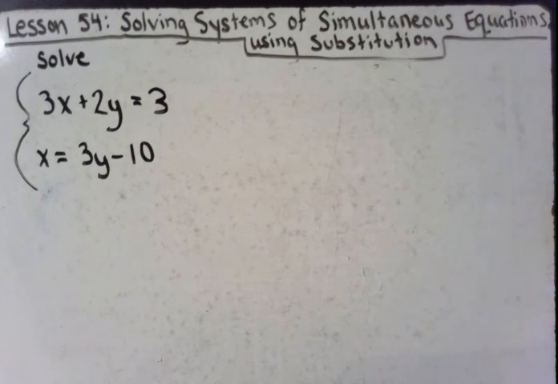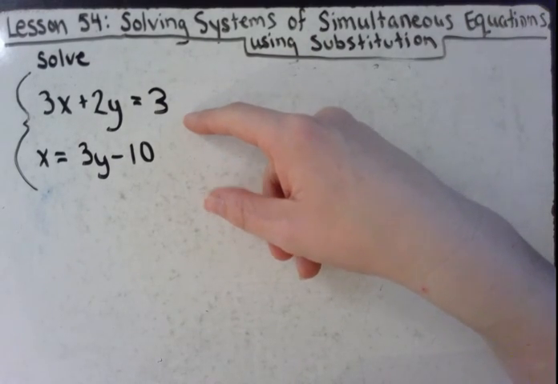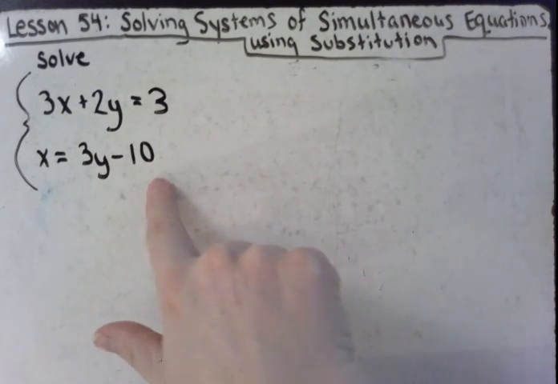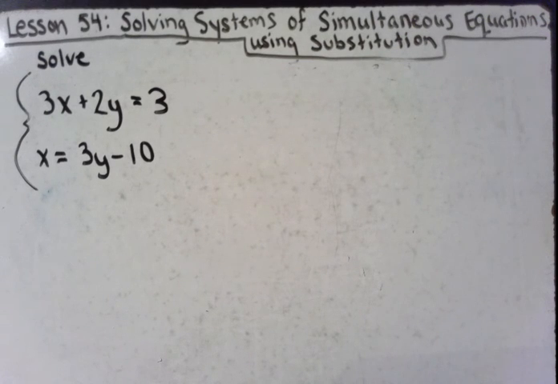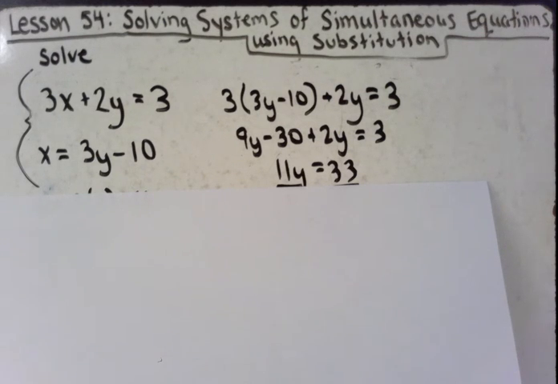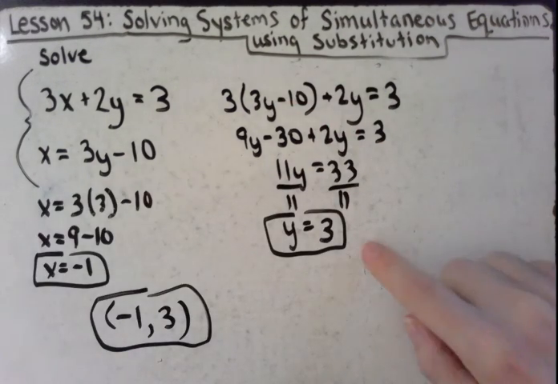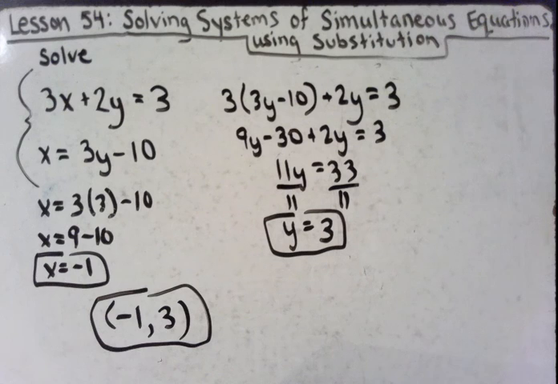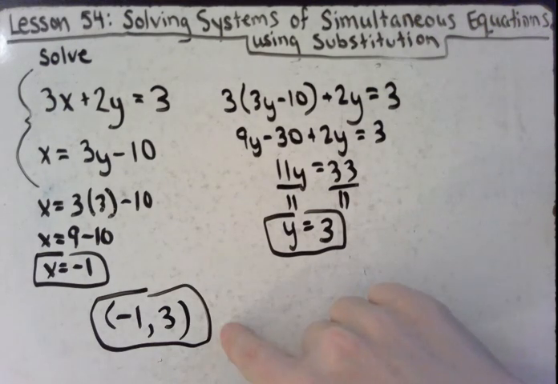And for this next example, you're going to solve this system of equations: 3x plus 2y equals 3 and x equals 3y minus 10. So again, use substitution by plugging in the value of x into the first equation and then solve. Go ahead and pause the video. So checking this example's answer, I plugged in the value of x into the top equation and I solved for y, which was 3, and then I plugged 3 into the second equation to get the value of x, which was negative 1. And then finally write the answer as an ordered pair, so we get (negative 1, 3).